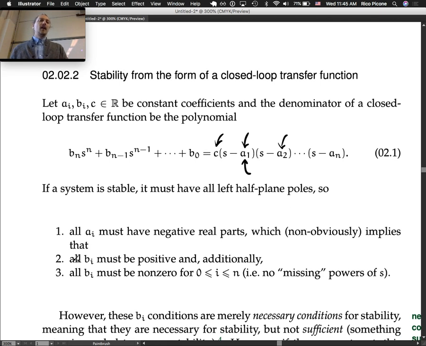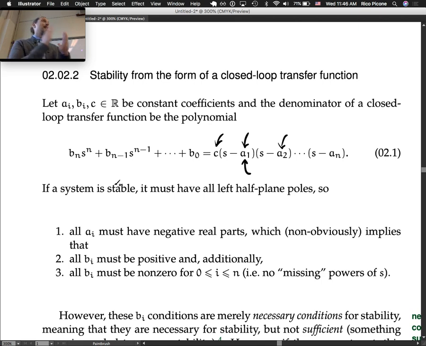It implies that all of the Bi must be positive, and additionally, all of Bi must be non-zero for i between 0 and n. In other words, there are no missing powers of s. So there's none of these. You have to be very careful about this. So if the system is stable, all the Bi are non-zero and positive. Okay? It's very specifically in that way.